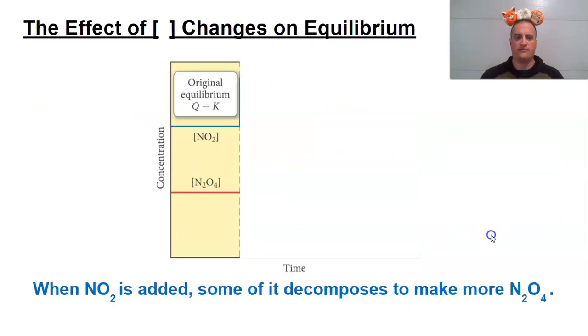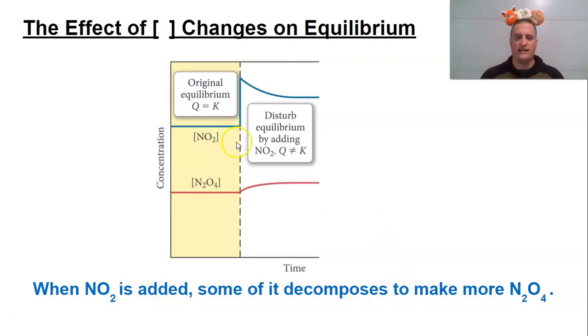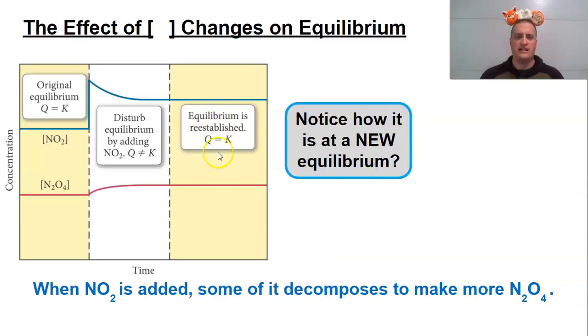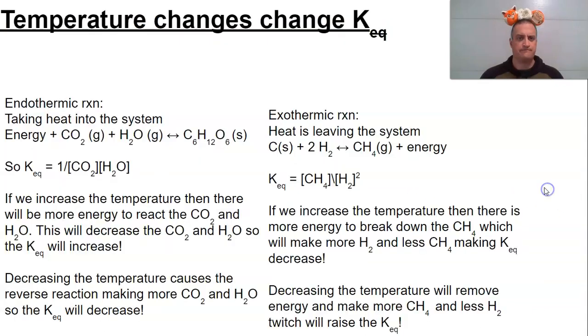Okay, different amounts. Let's say we added some NO2. Some of it decomposes to make some N2O4. Again, spike up. Not at Q, changing. Now it's at a new equilibrium, newer than before. Different values, but again, same equilibrium expression, new equilibrium.